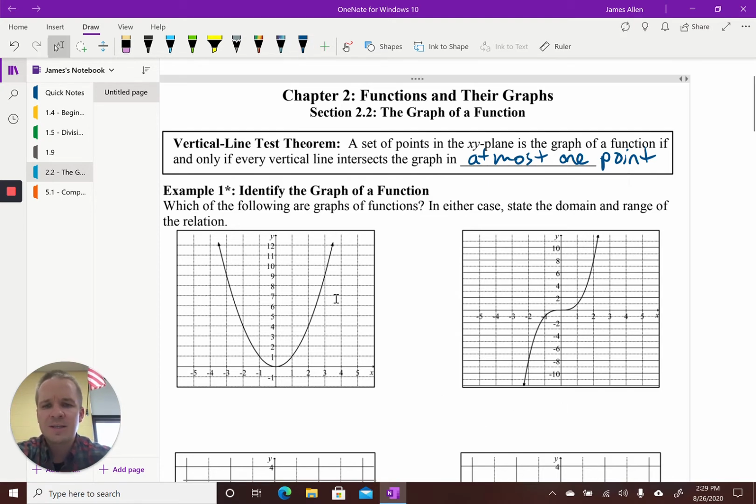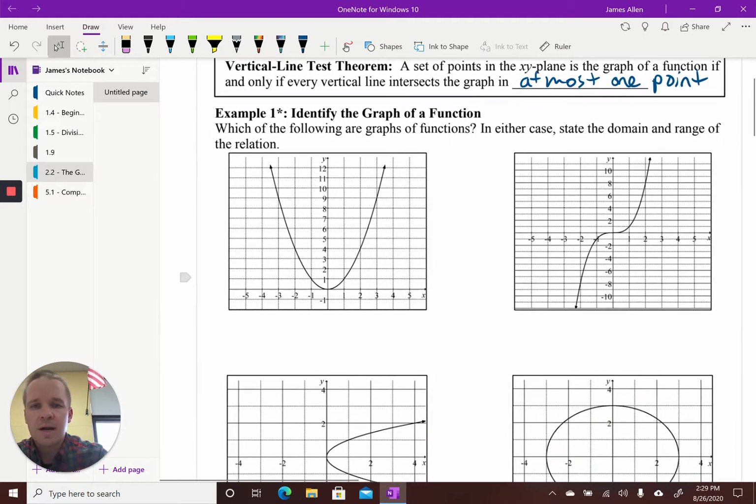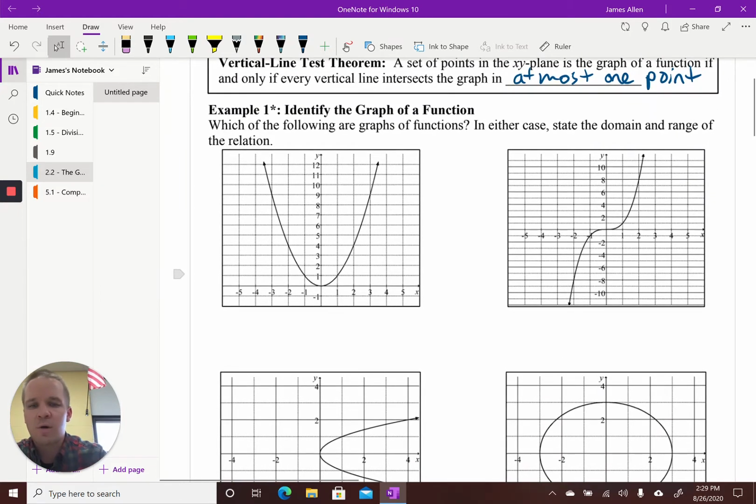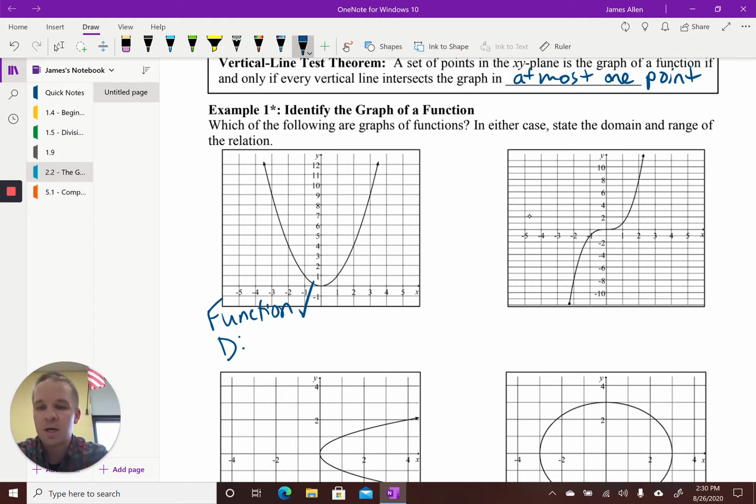So let's decide if these are functions, and then in either case, we're going to state the domain and the range. So this first one, we got ourselves a nice little quadratic. Passing the vertical line test, absolutely. It's only going to hit in one spot no matter where I draw that vertical line. So function. Check.